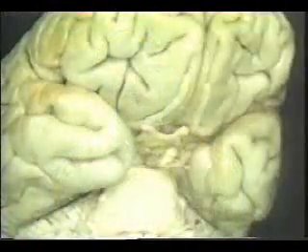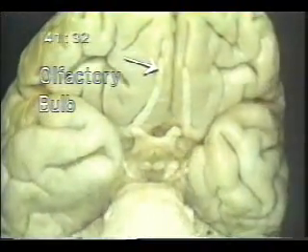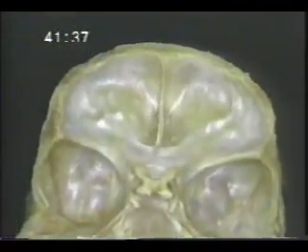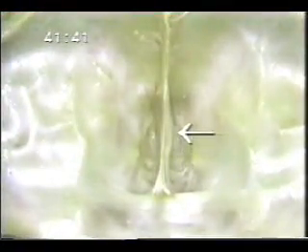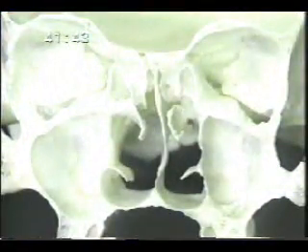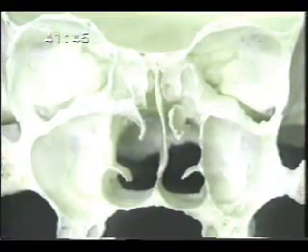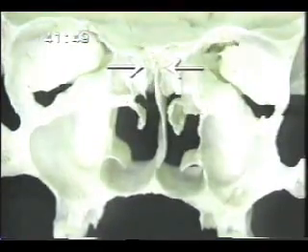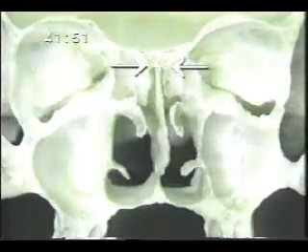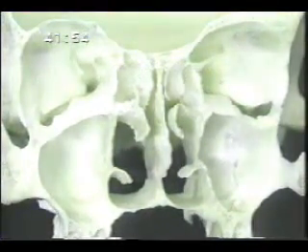The first cranial nerve, the olfactory nerve, is extremely short. It consists of a series of fine filaments which arise from the olfactory bulb on the underside of the frontal lobe. On each side, the olfactory bulb lies here, just above the cribriform plate. Here's a frontal section in the dry skull that goes through the cribriform plates. They're here. On each side, the cribriform plate forms the narrow roof of the nasal cavity.